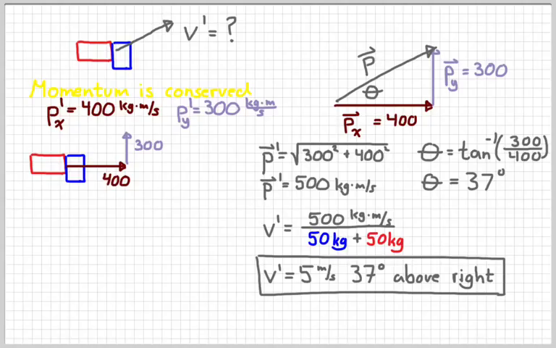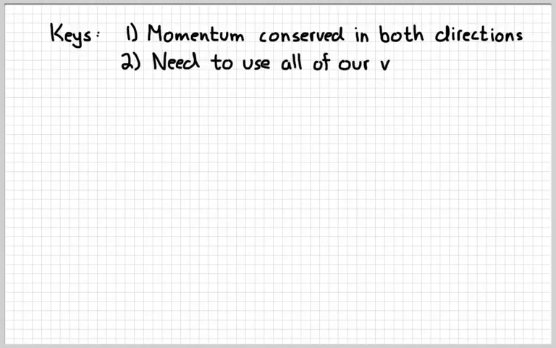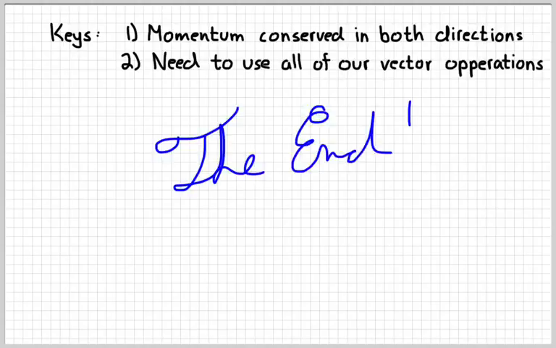So our method of attack here is the same as it's been with momentum conservation. Figure out the momentum of the system first. Here we just have to realize that there's two momentums, one going forward, one going up, and that we can use vector diagrams to figure out what the resultant is. It just adds another level of complexity to these kinds of situations. So here are the keys. Number one, remember that momentum is conserved in both directions. It's an important fact to need to be able to use. And then we need to be able to use all of our vector operations.